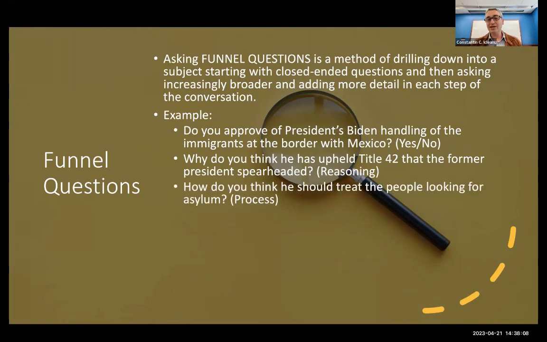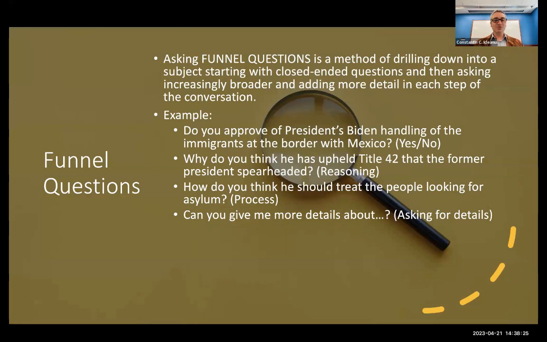How do you think he, the president, should treat the people looking for asylum? Now we're asking for a process. So we asked for reasoning, and now we're asking for a process of what should happen. Then, can you give me more details about it? Asking for details is part of follow-up questions, which we'll address in just a second.